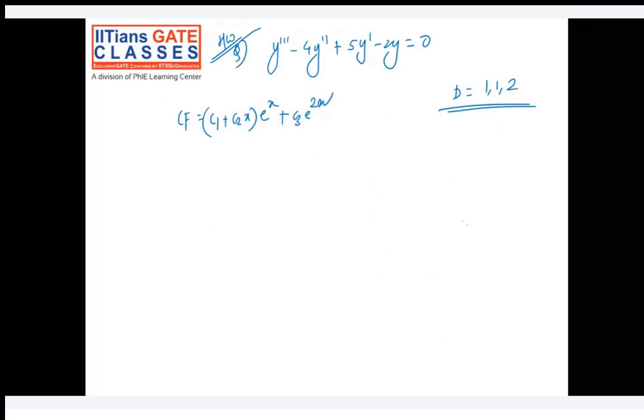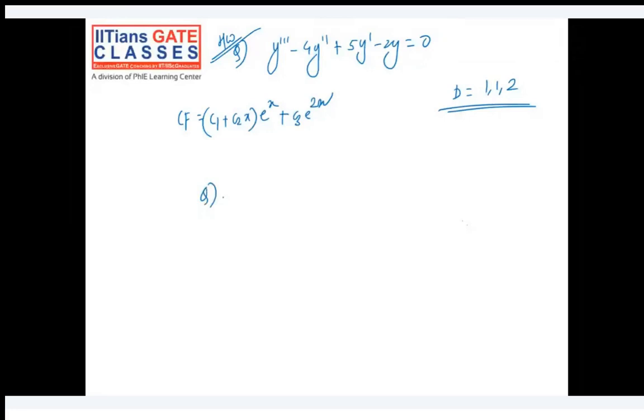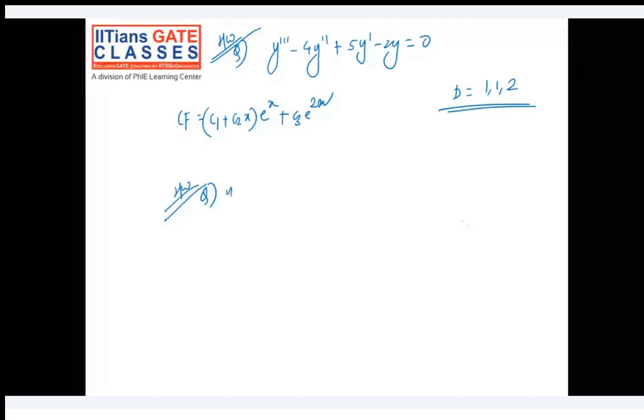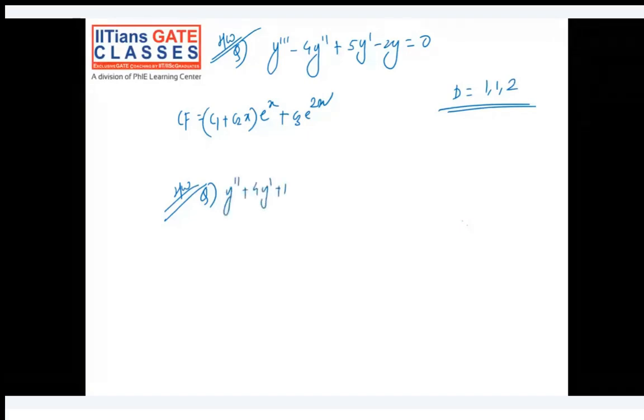Another homework question is a little bit tougher. Y double dash plus 4y dash plus 13y equal to 0. Given that y of 0 equal to 0 and y dash of 0 equal to 1. Okay. Find the solution.